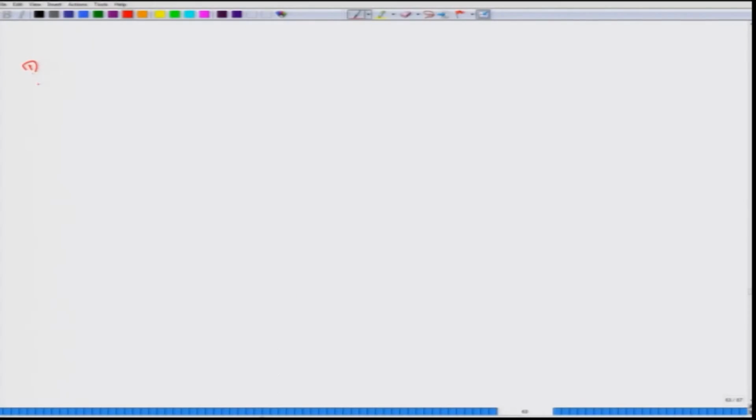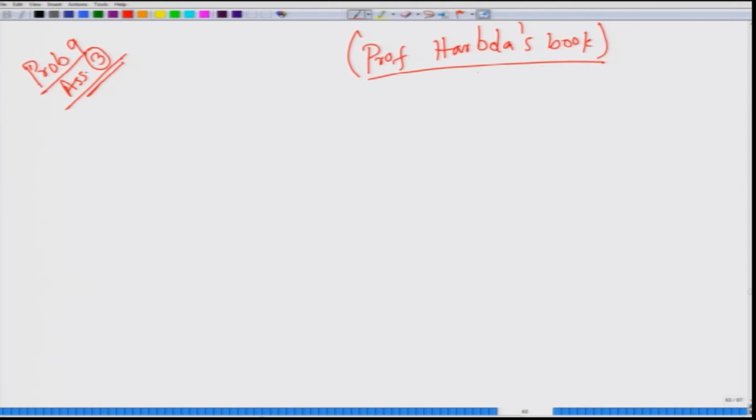Now we move on to the second problem, which is problem number 9 in assignment number 3. This problem is taken from Professor Herbola's book, and you have solved this problem in assignment number 3. So, I have an inclined plane which makes an angle of 30 degrees, and I have a block.